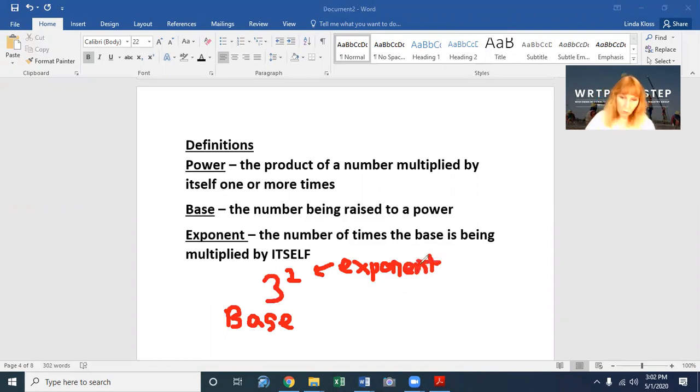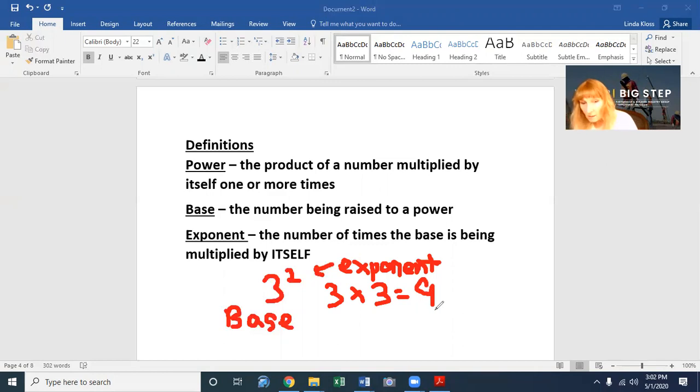So 3 to the 2 is really 3 times 3. Never, never, never say 3 times 2, because you're going to get a whole different answer. It's the base multiplied by itself twice, or 2 times. So 3 times 3 is 9. So the answer, the power, is 9. 3 to the second power is 9.